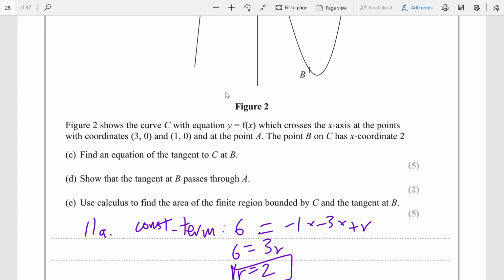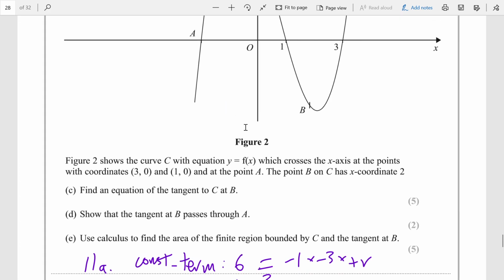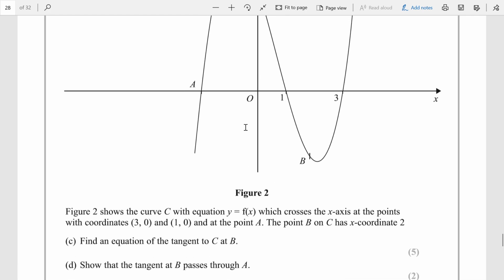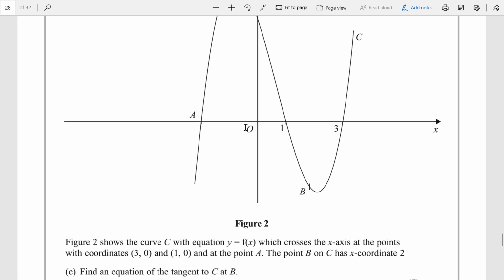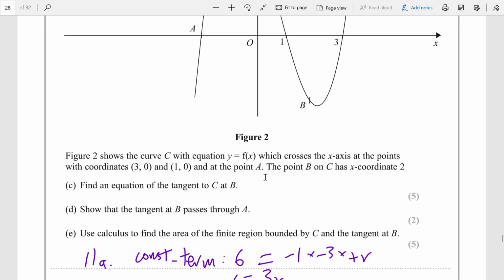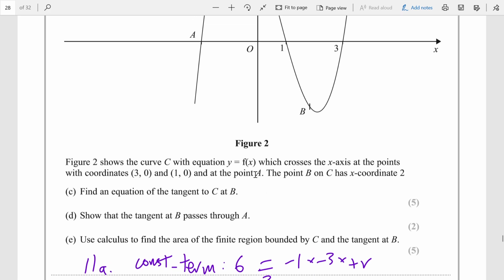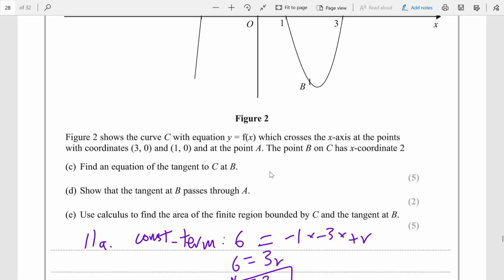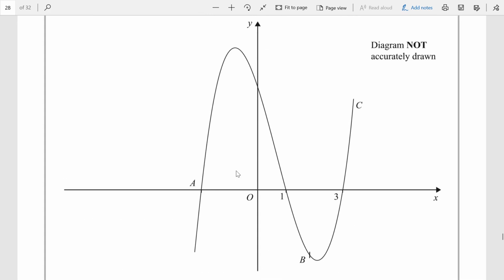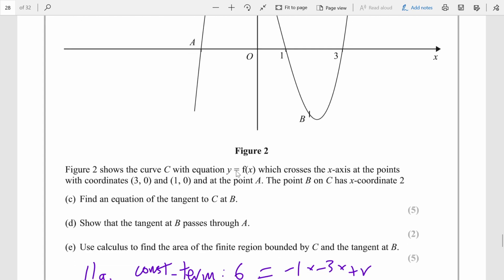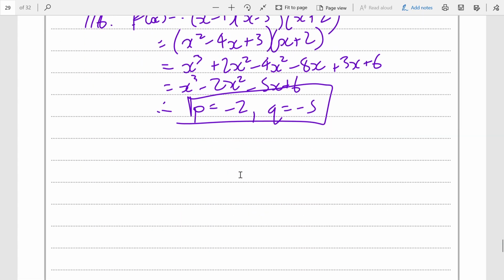Alright, so figure 2 shows the curve C with the equation y is f(x), which crosses the x-axis at the points with coordinates (3, 0) and (1, 0) and at the point A. So A is the third point of crossing. The point B on C has the x-coordinate 2. Oh, this sentence doesn't end with a full stop, so I thought there would be more. Anyway, find an equation of the tangent to C at B. Alright, so it looks like we're going to be doing some differentiation.